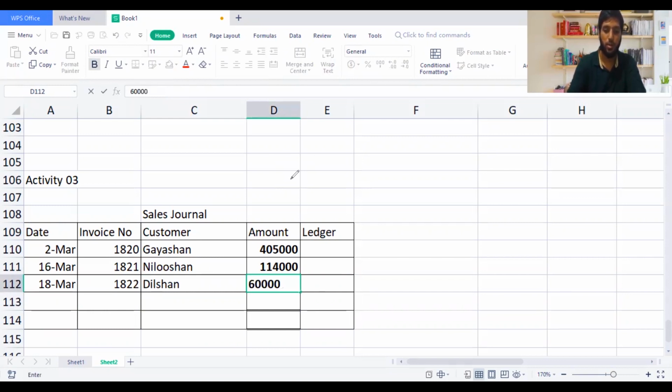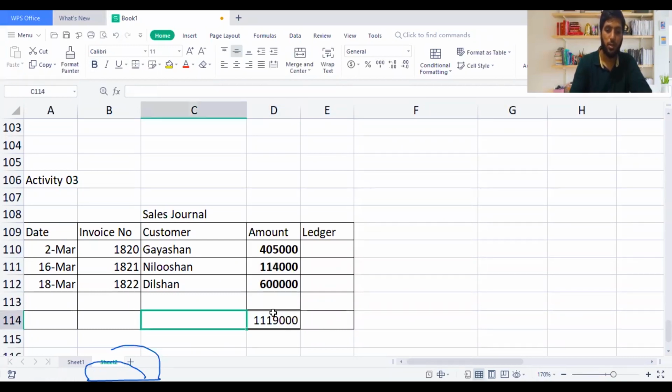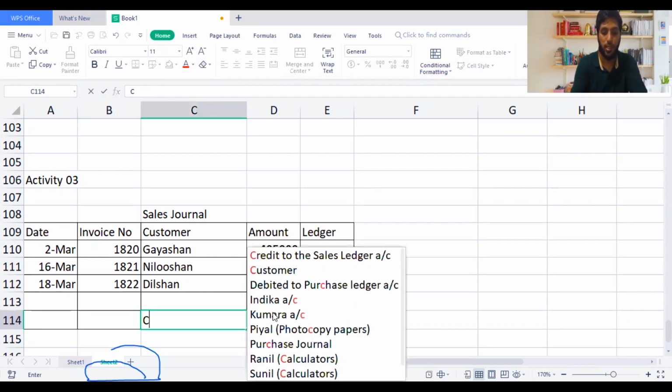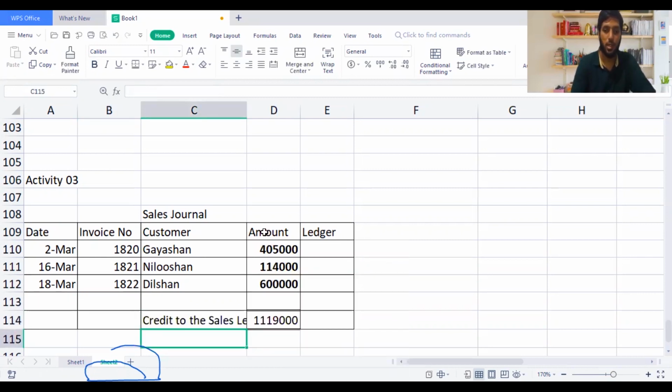Now I take my value, guys. What is the value I have? My total value is going to be 405,000, 114,000, and 600,000, which is 1,119,000. So I'm going to record 1,119,000 here. Okay, it's easy. So I'm going to say here credited to sales ledger account, and the same format, guys.